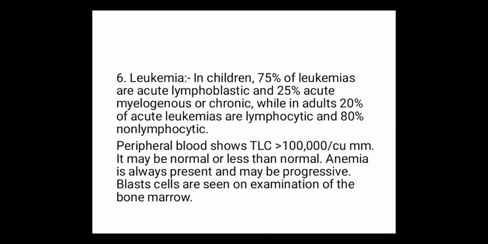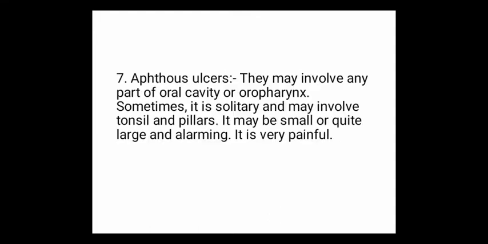Sixth cause is leukemia. In children, 75% of leukemias are acute lymphoblastic and 25% are acute myelogenous or chronic. While in adults, 20% of acute leukemias are lymphocytic and 80% are non-lymphocytic. Peripheral blood shows TLC more than 1 lakh per cubic millimeter. It may be normal or less than normal. Anemia is always present and it may be progressive. Blast cells are seen on examination of the bone marrow.